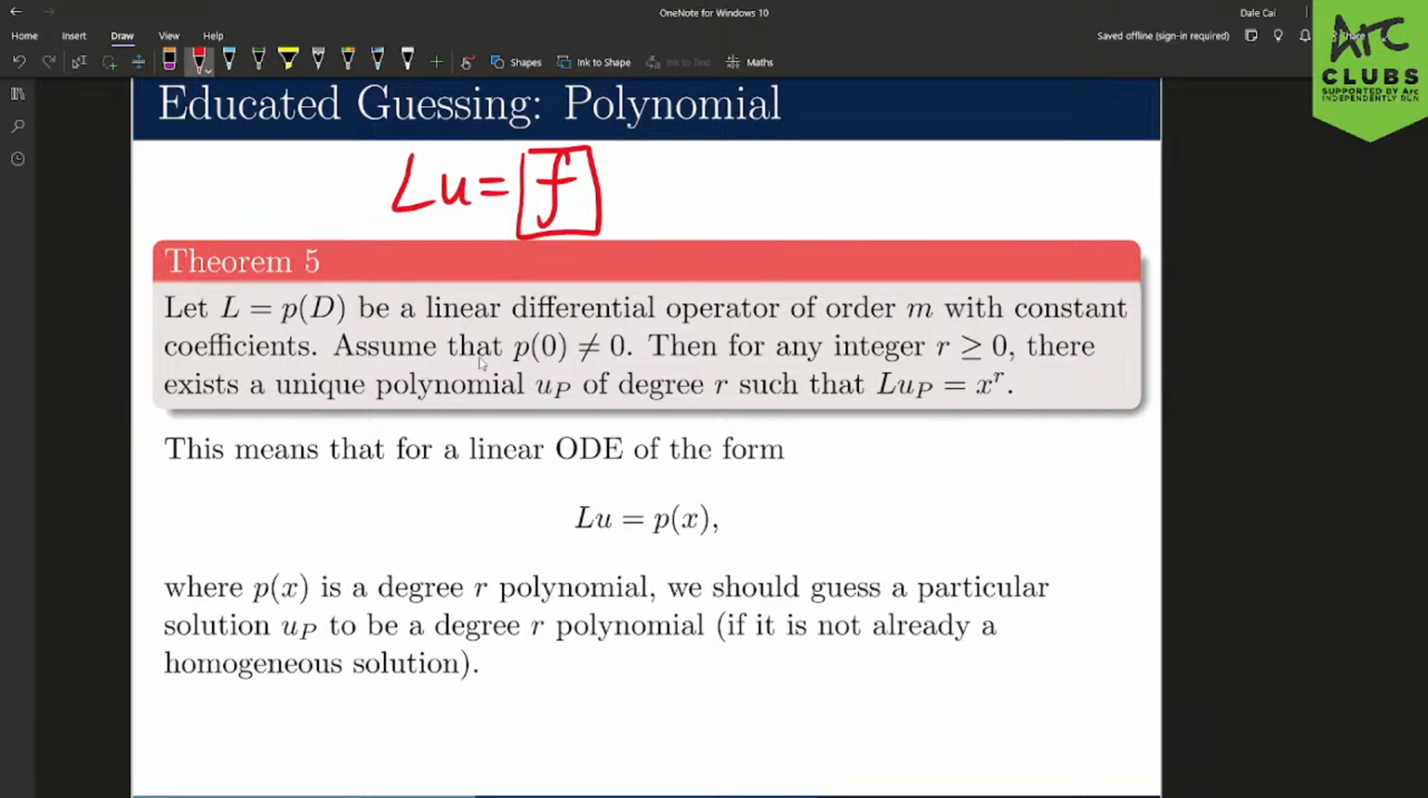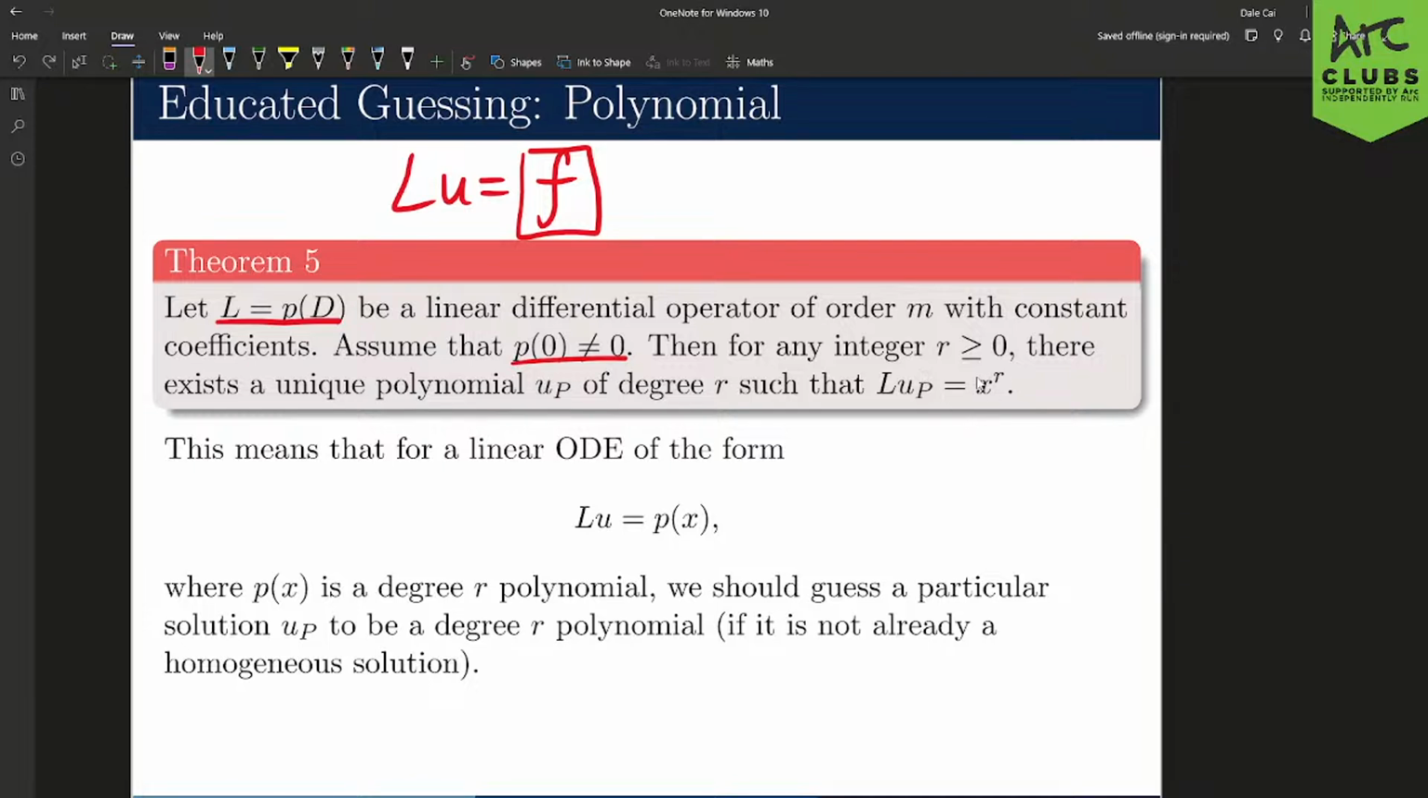So for example, don't worry about this too much. I guess we should worry about it a little bit because we need p of 0 to not be 0. So L equals P of D just means a polynomial in terms of D, something like D squared minus D plus 1, right? And that just means we're applying this to u. Of order n with constant coefficients, assume that P of 0 is not 0.